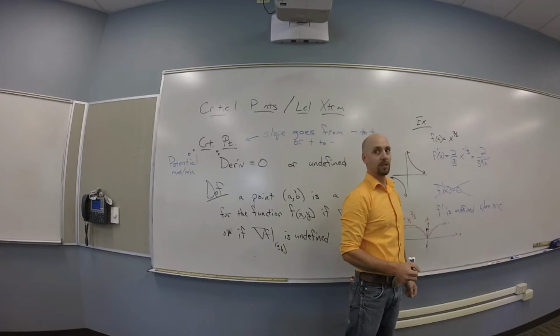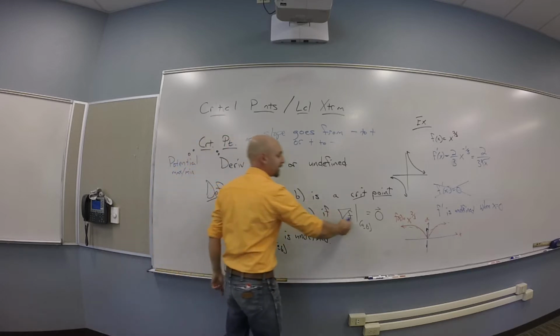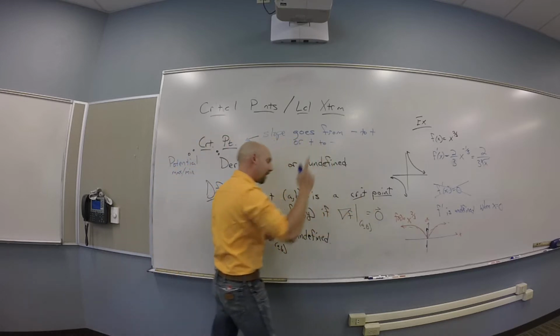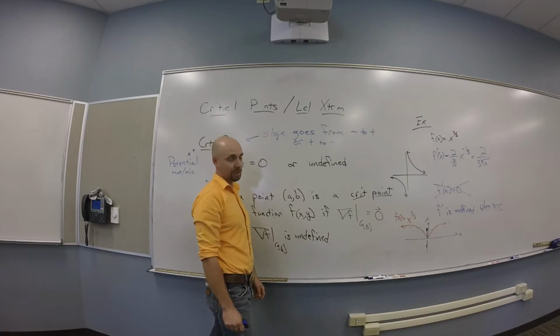You guys cool with this? So we have to check when the slope is horizontal, and also when the slope doesn't make any sense, because it may have jumped past without us noticing. You guys cool with that?